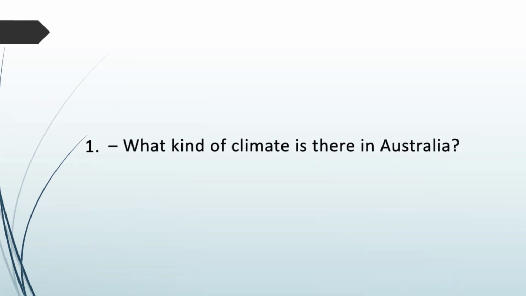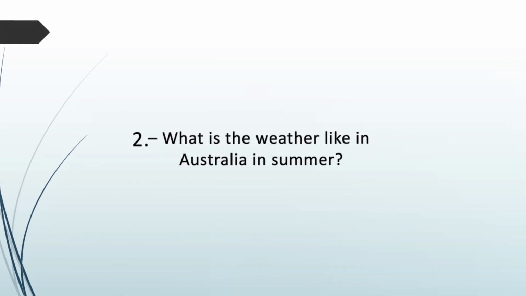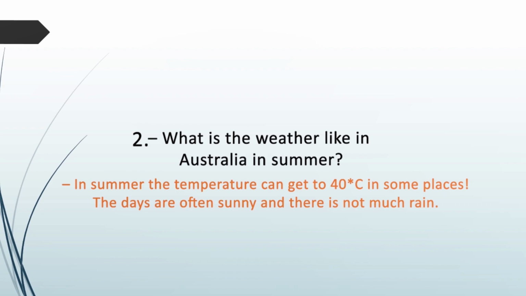1. What kind of climate is there in Australia? The climate here is very hot and quite dry. 2. What is the weather like in Australia in summer? In summer, the temperature can get to 40 degrees centigrade in some places. The days are often sunny and there is not much rain.